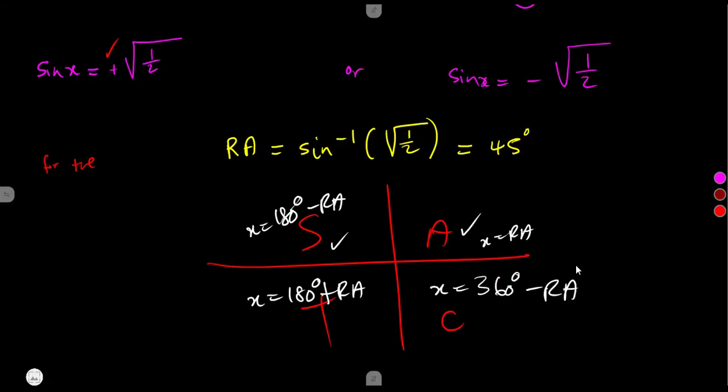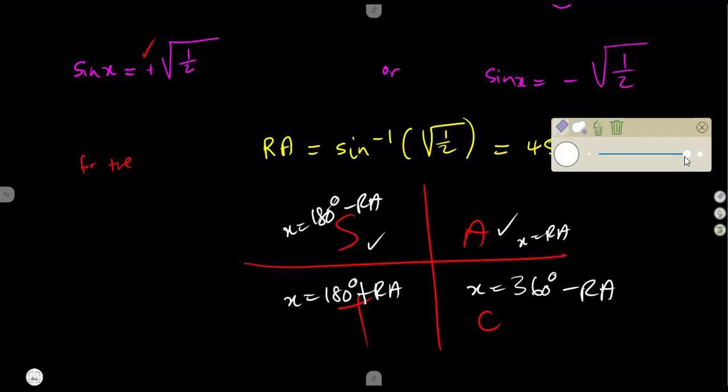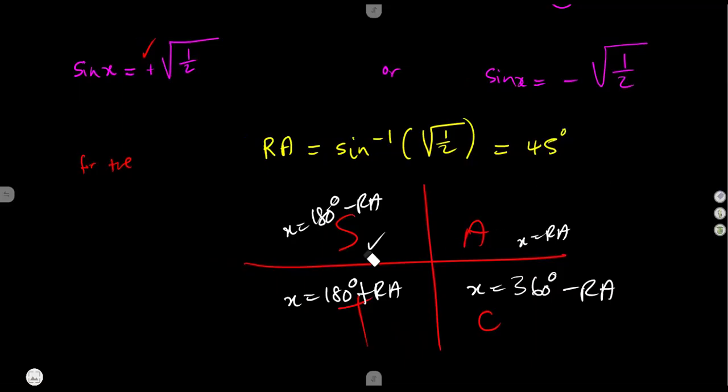Remember that concept is not going to change. So we are dealing with a condition where it is positive, in the first and in the second quadrant. That is where our sine is positive. So it is going to follow that X is equal to the reference angle in the first quadrant. So therefore, X is equal to our reference angle, 45 degrees. That is it.